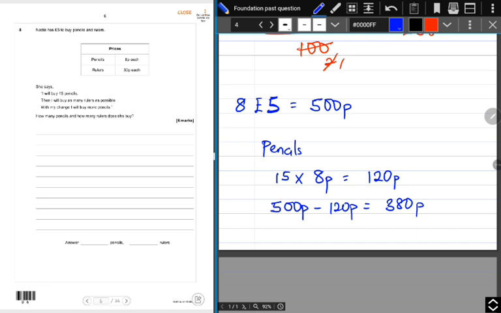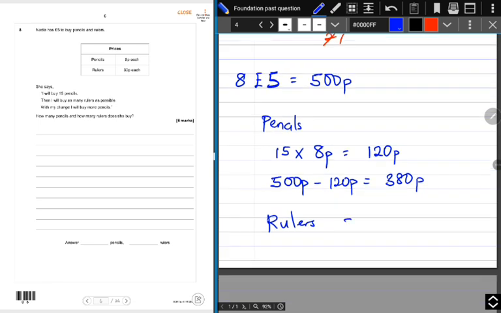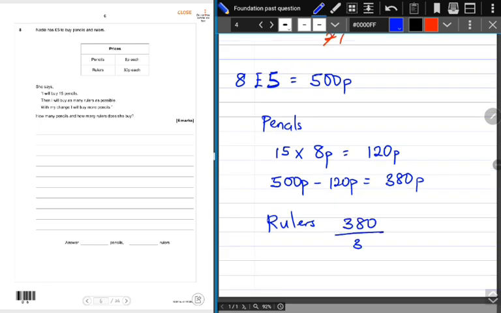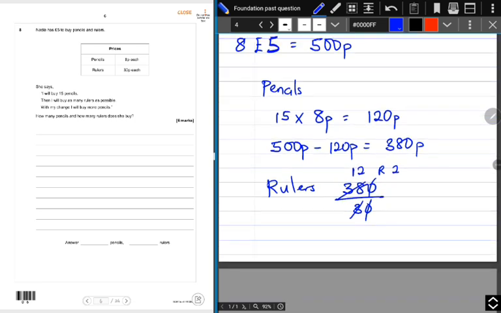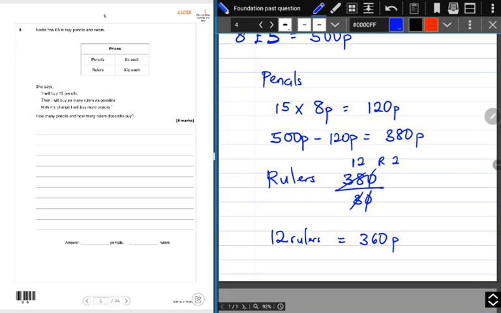Now let's say she has 380 left. 380 divided by 30, 3 into 38 is going to give us 12 remainder 2. So that means she's going to get 12 rulers for 360 penny. So we'll be left with 20 penny.